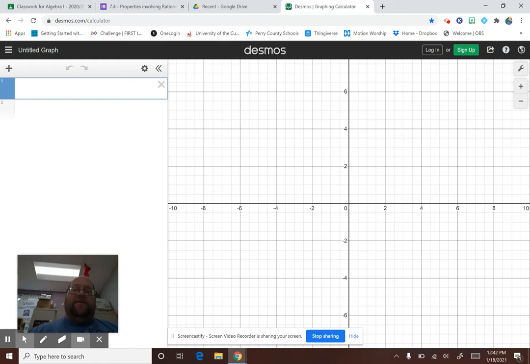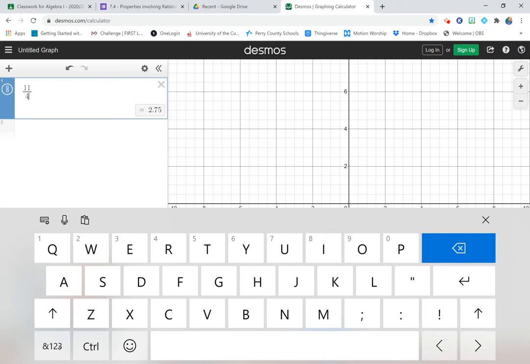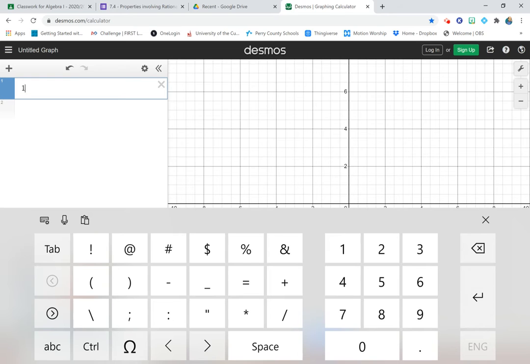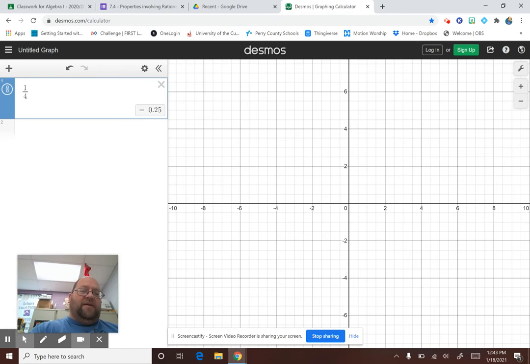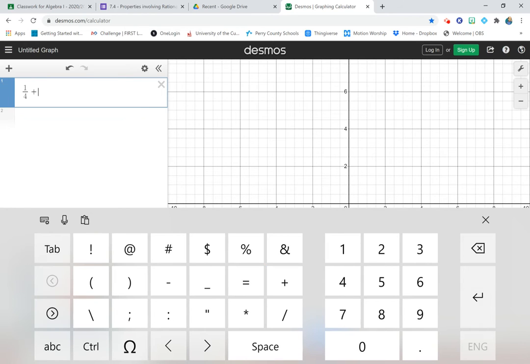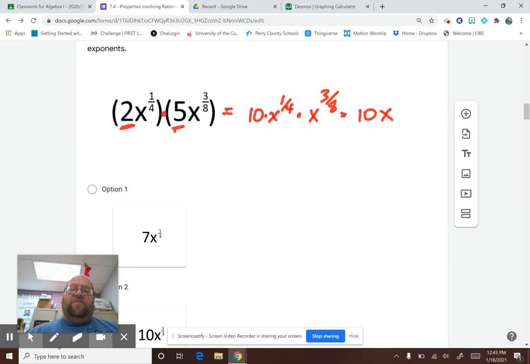So if you look at your Desmos graphing calculator, you can actually put in 1/4. Sorry, I put 11/4 for some reason. We can fix it. Notice how it goes ahead and changes that to a fraction for me. And then I'm going to go ahead and add my addition symbol. Notice here again, I've got 1/4 plus 3/8.